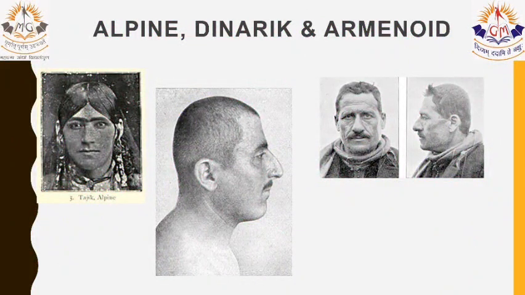Now we can see in this picture how an Alpine female would look, how a Dinaric looked, and how an Armenoid person looked. These are present pictures, but we can get a very stark similarity with many of the people living in Gujarat, the part of Saurashtra, Maharashtra, etc.